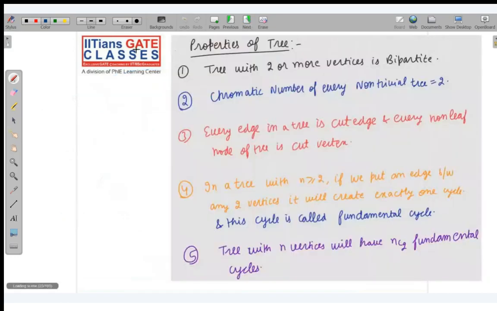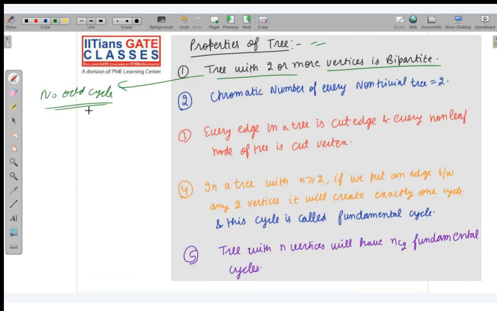Now we are going to study a few properties of trees. A tree with two or more vertices is bipartite. I think you have guessed it, because bipartite means no odd length cycle. Now there is no cycle at all, so obviously there is no odd length cycle, so it will be bipartite. The chromatic number of every non-trivial tree is two. A trivial tree is a single vertex, so its chromatic number will be 1. But for non-trivial it will be 2, because it is bipartite.